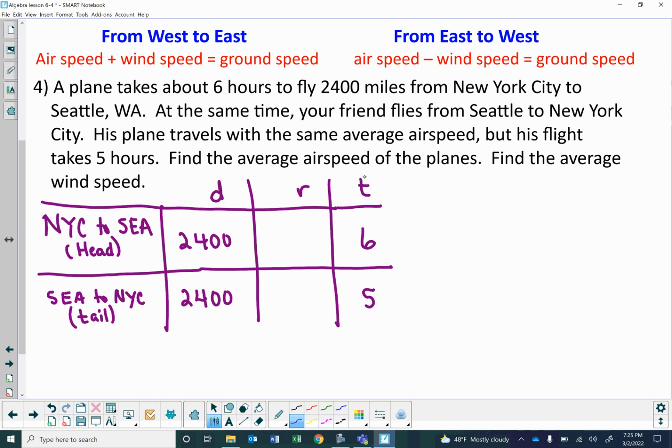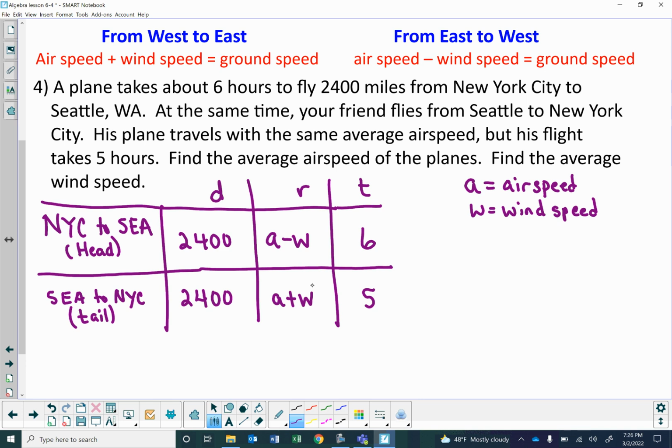So since I was asked to find the average airspeed and the wind speed, I'm going to let A equal the airspeed, and I'm going to let W equal the wind speed. So against a headwind, that means that wind speed is not helping me, it's hurting me. So that's going to be my airspeed minus my wind speed, A minus W, because it's going to slow me down. With a tailwind, it's going to help me, so it's going to be A plus W.